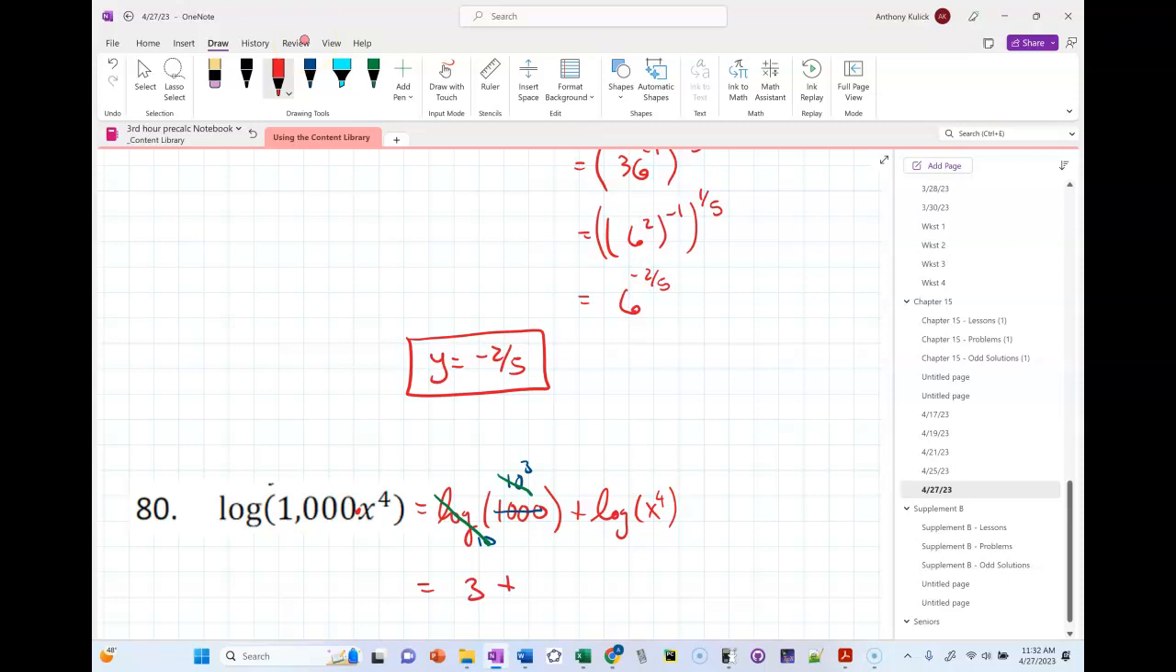And then if I look at the next one, that's just a power property situation. So the exponent of 4 just moves to a coefficient, and that's as good as we can do. Awesome. You didn't think about reducing the logarithm there like we had done earlier, probably. I was just thinking it was going to be 3 log 10 plus 4 log x.